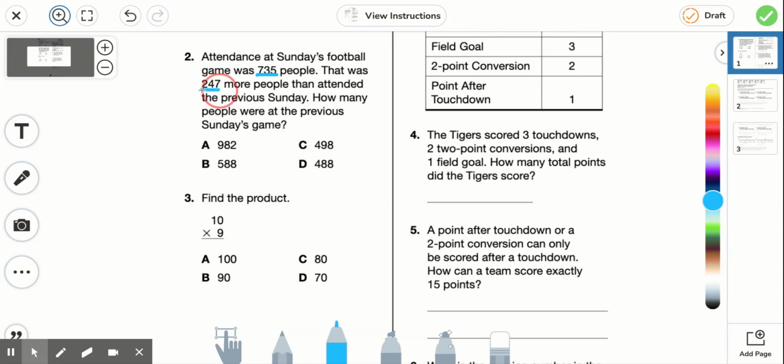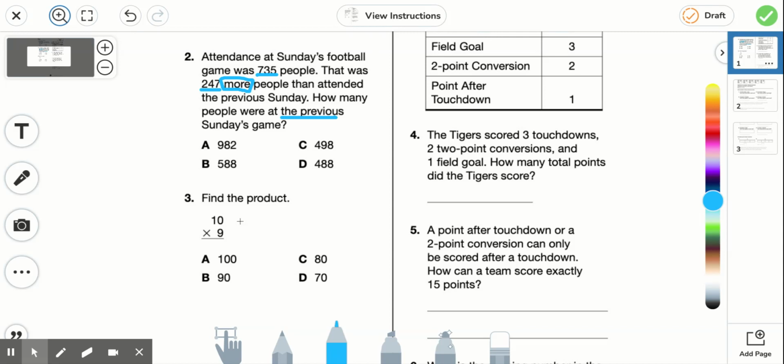Attendance at Sunday's football game was 735 people. If that was 247 more people than attended the previous Sunday, how many people were at the previous Sunday's game? So this number, 735, was 247 more than the number you're looking for. So what number for this game plus that 247 got us to 735?